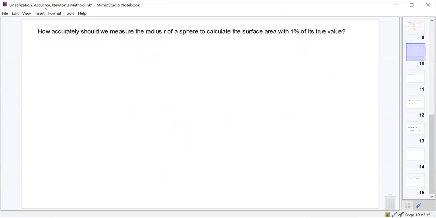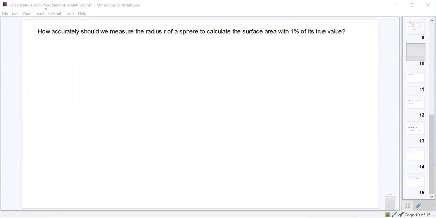All right. So what if we wanted to be within 1% of the true value of the surface area of a sphere? So if we wanted the actual surface area to be within 1% of its true value, how accurately should we measure the radius to find that surface area? It's sort of similar, with less concrete numbers that we're working with, the same basic concept as the last one.